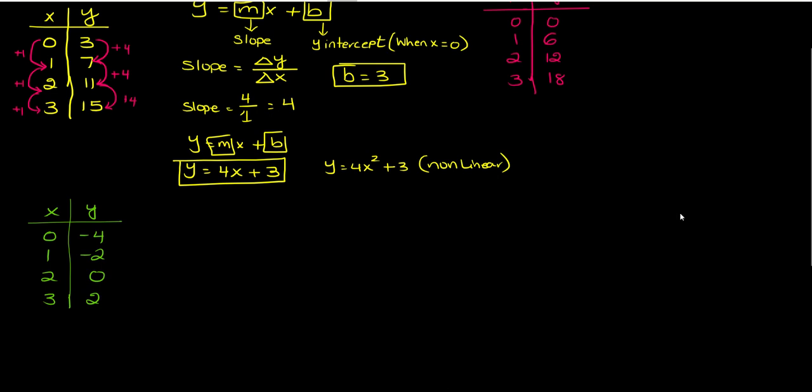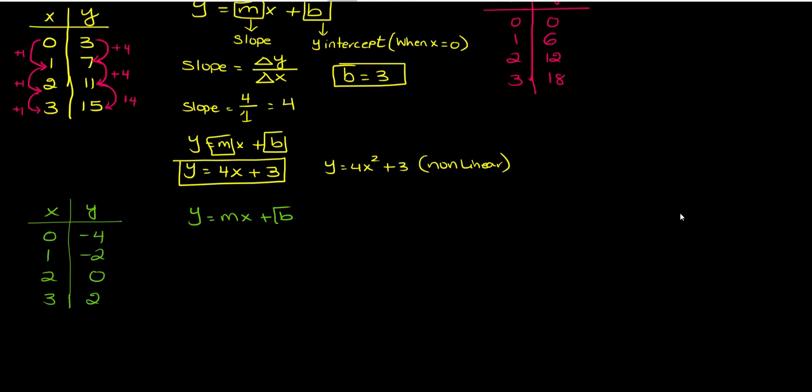All right, so my table of values is given to you. X is 0, 1, 2, 3, and y is -4, -2, 0, and 2. We need to write our linear equation. I will write my linear equation form, which is y equals mx plus b. Anything written in that form is a linear equation.